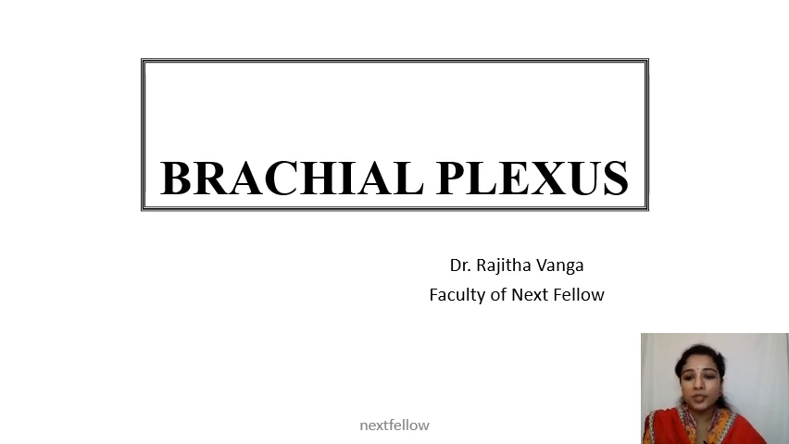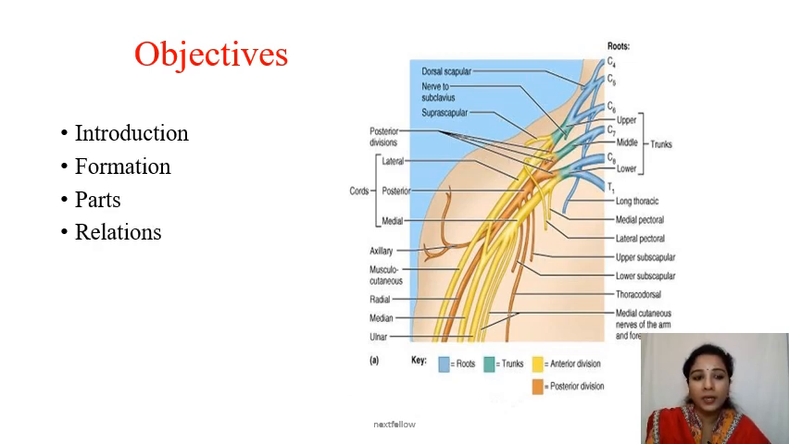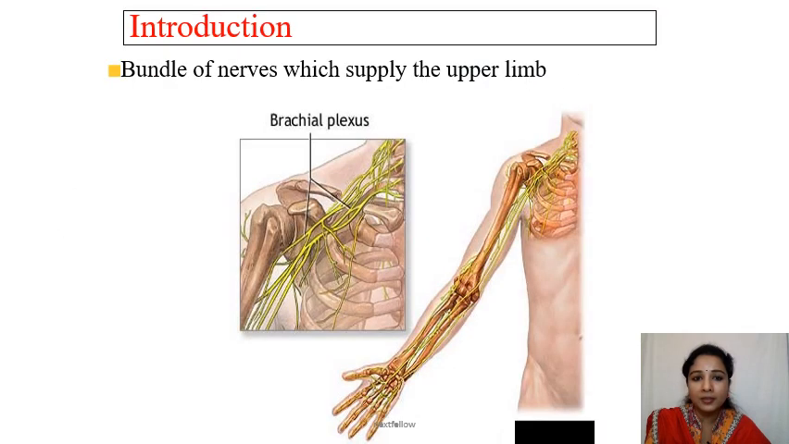So coming to the most important part of today's class, it is on brachial plexus. In today's session we will know about its introduction, how it is formed, parts of brachial plexus, relations of brachial plexus, branches and applied aspect of brachial plexus.